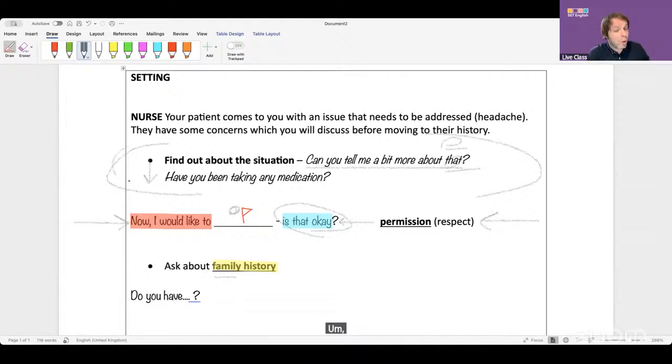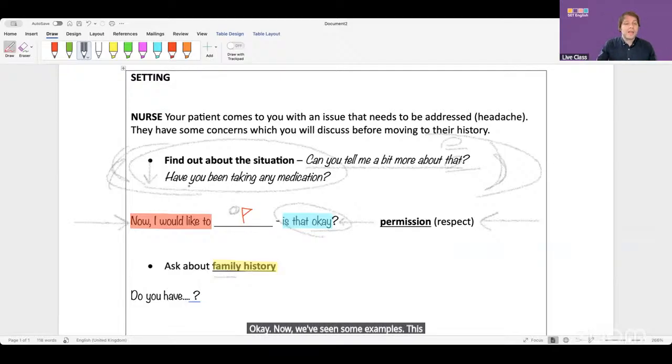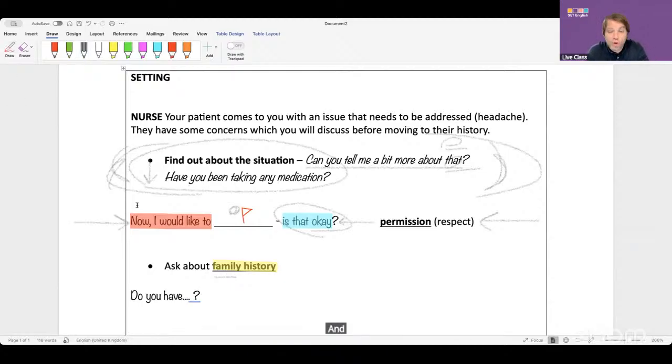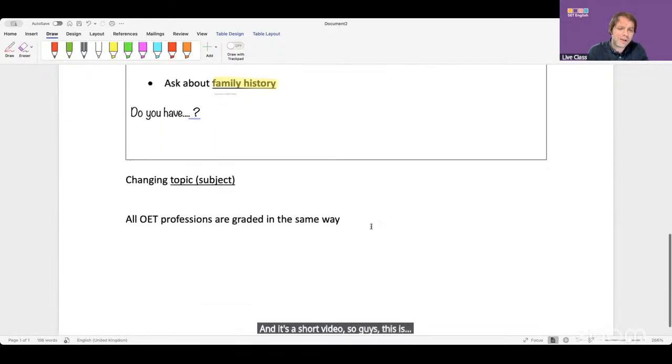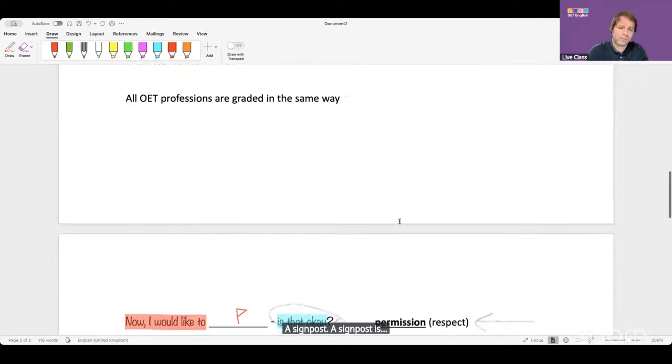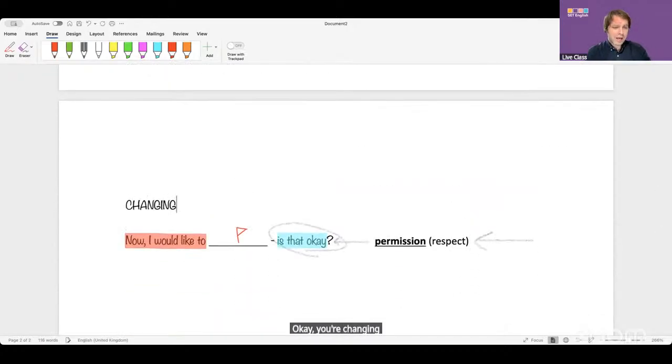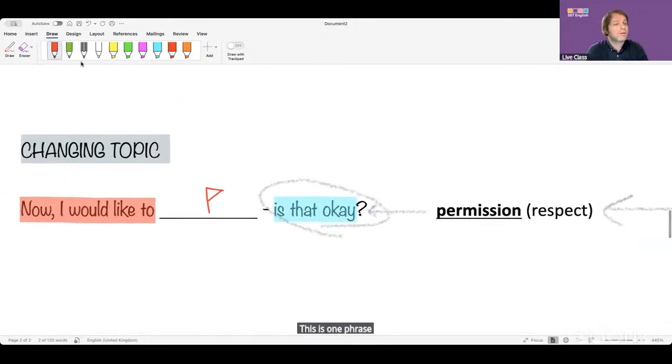Guys, questioning, we're not studying this today. Questioning is really important at the start in OET. Now, we've seen some examples. This is just a demo, really. I'm just talking about signposts, and it's a short video. So, guys, this is a signpost. A signpost is when you're changing topic. You're changing topic, and this is one phrase you can use that's good.